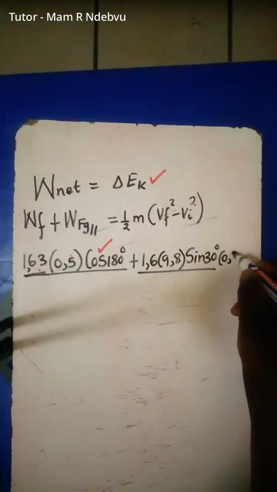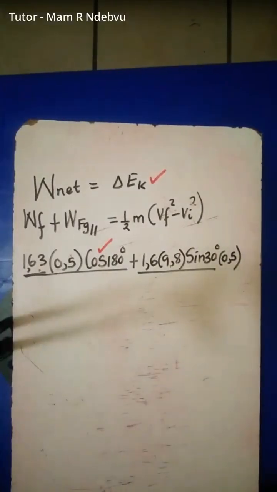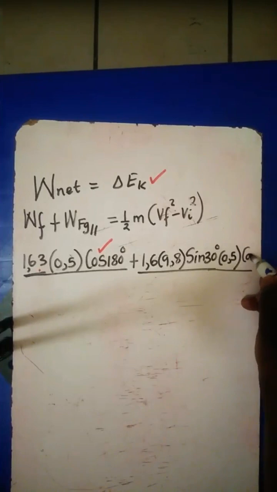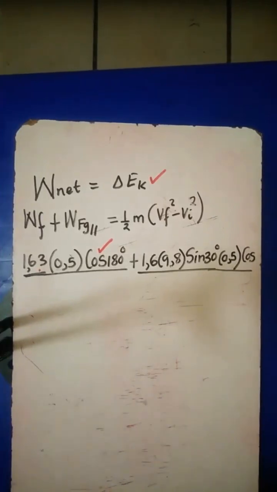Multiply by distance, 0.5. What is our cos for FG now? What is our cos, colleagues? Cos what? What is our cos? Cos what angle for FG?